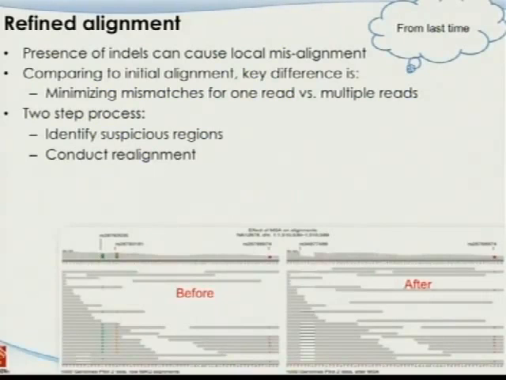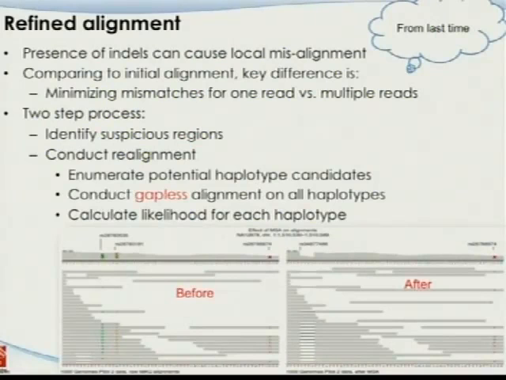This is a two-step process. The first step is to identify suspicious regions, including known insertions and deletions, or regions where we have some indication that there are indels. The second step is to conduct the refined alignment, which includes enumerating potential haplotype candidates in that region, conducting gapless alignment on all haplotypes, and calculating the likelihood for each haplotype. We went through the mathematical formulations a little bit last time.